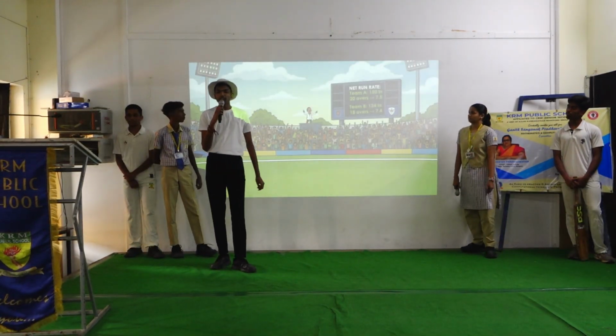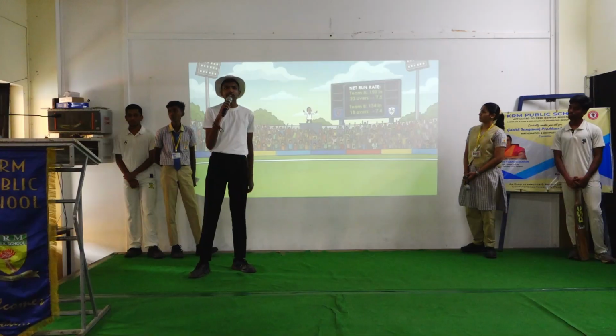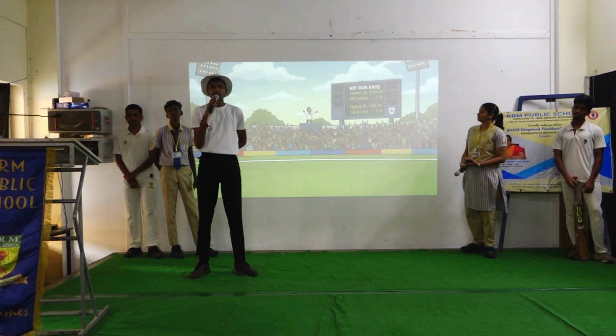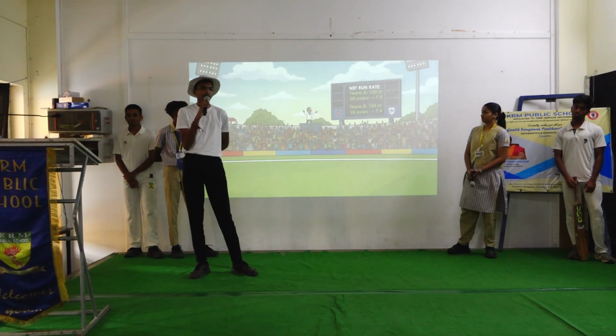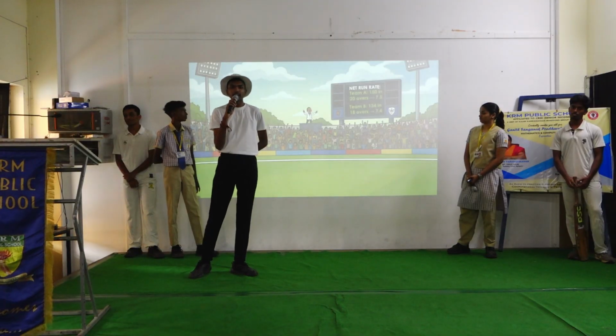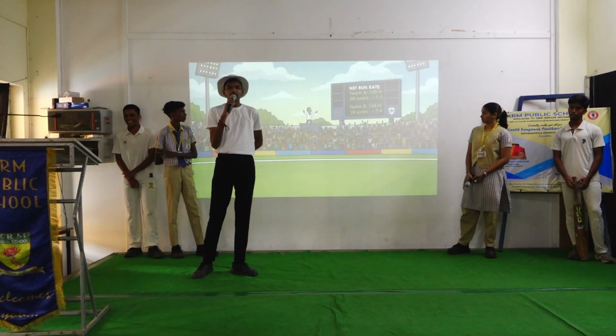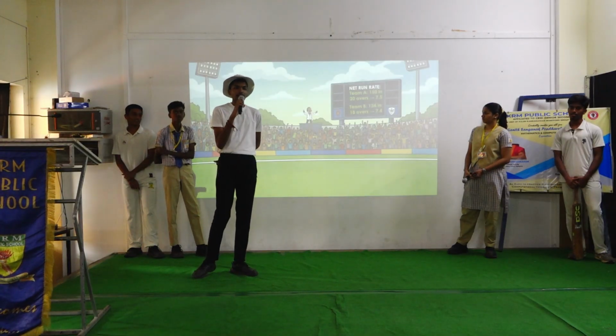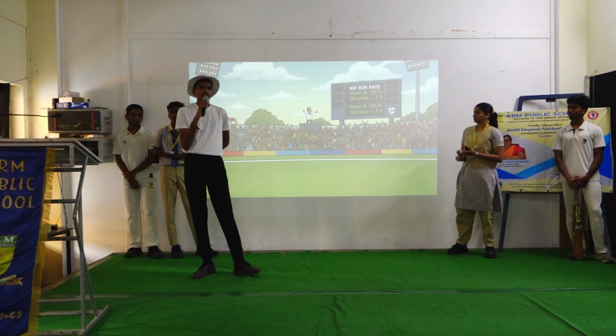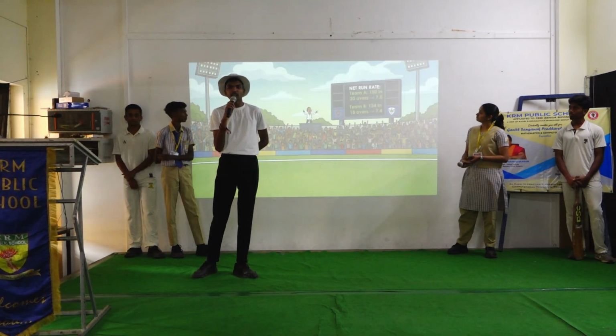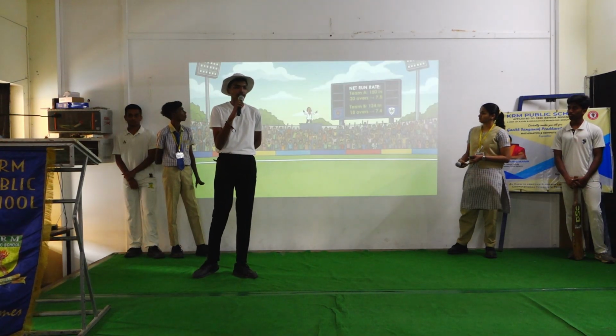Here, after the result of the match, net run rate plays a crucial role where it shows which team qualifies for a playoff. Net run rate is calculated by the difference of the run rate of Team A and the run rate of Team B. So 7.5 minus 7.4 gives 0.1. This is added to the winning team and subtracted from the losing team.